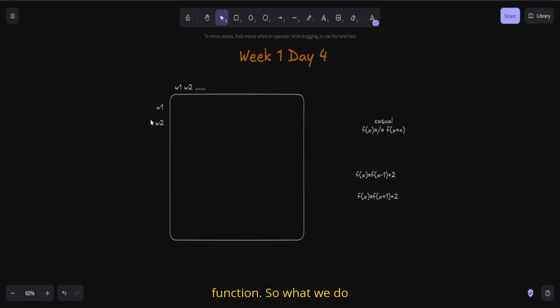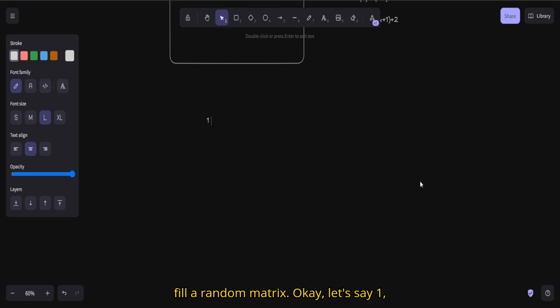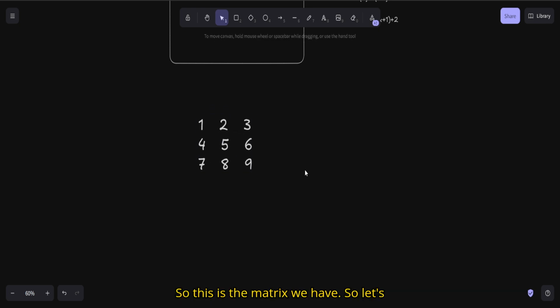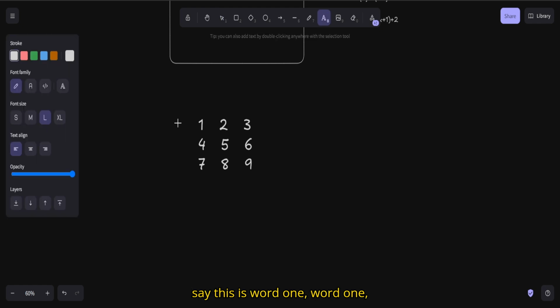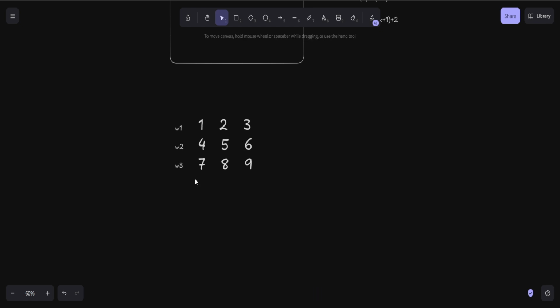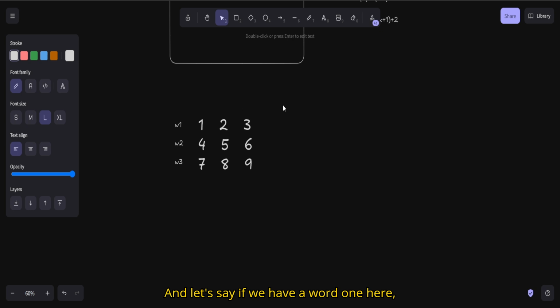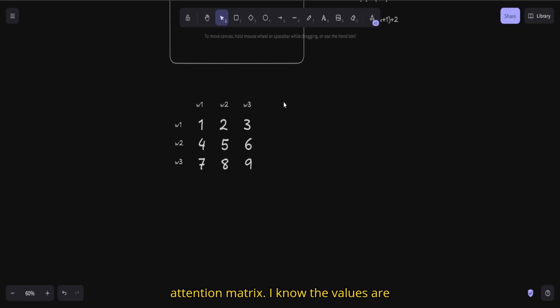So what we do here is that, let me fill a random matrix. Let's say 1, 2, 3, 4, 5, 6, 7, 8. This does not look like an attention matrix, but I'm talking about it in general. So this is the matrix we have. Let's say this is word 1, word 2, word 3, and if we have a word 1 here, word 2 here, and word 3 here, this is my attention matrix. I know the values should not be like this, but let's just say.